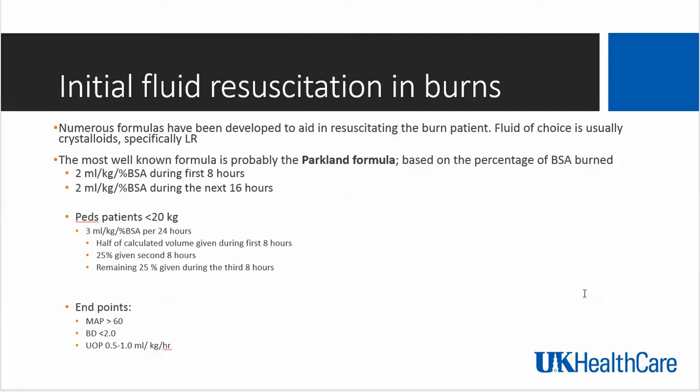For pediatric patients less than 20 kilograms, you want to aim for 3 cc's per kilogram per body surface area for the first 24 hours. Half of this calculated volume is given during the first 8 hours, 25% given during the second 8 hours, and then the remaining 25% is given during the last 8 hours. Endpoints for resuscitation include mean arterial pressure greater than 60, base deficit less than 2, and aim for an hourly urine output of half a cc to a cc per kilogram per hour.